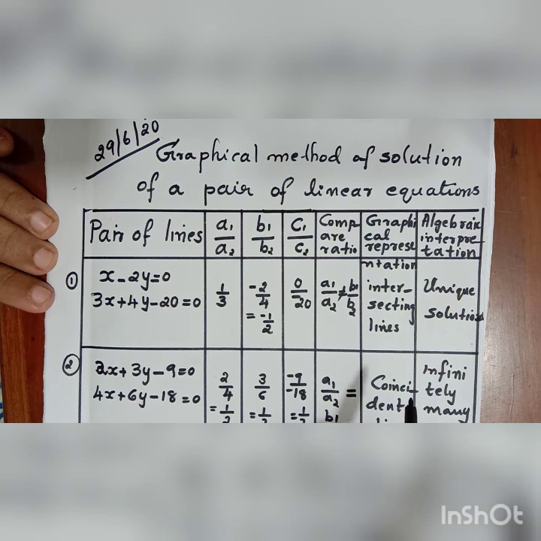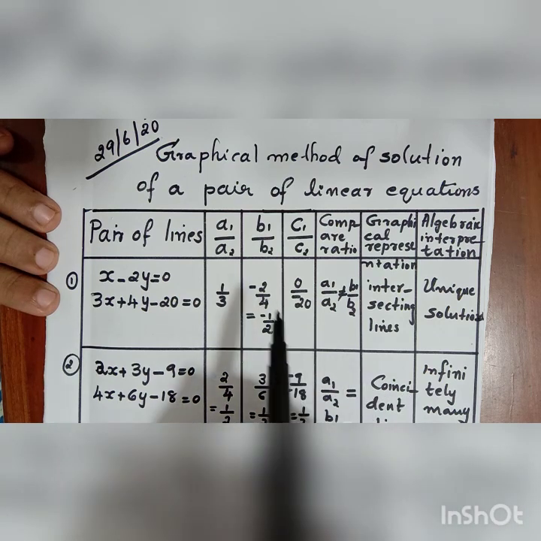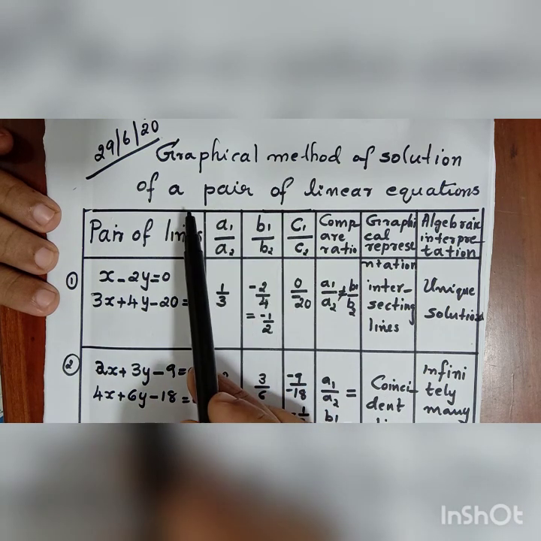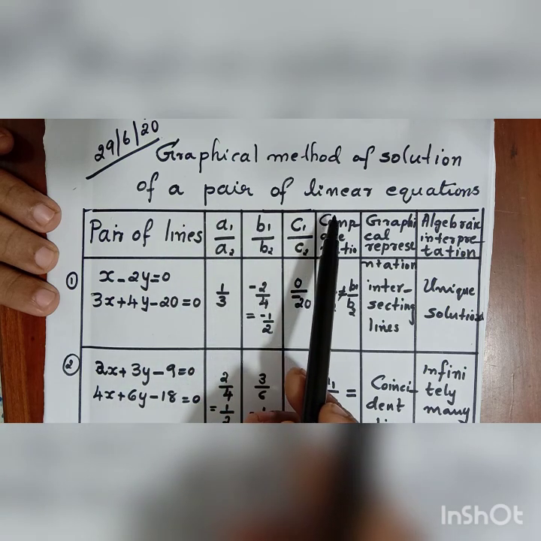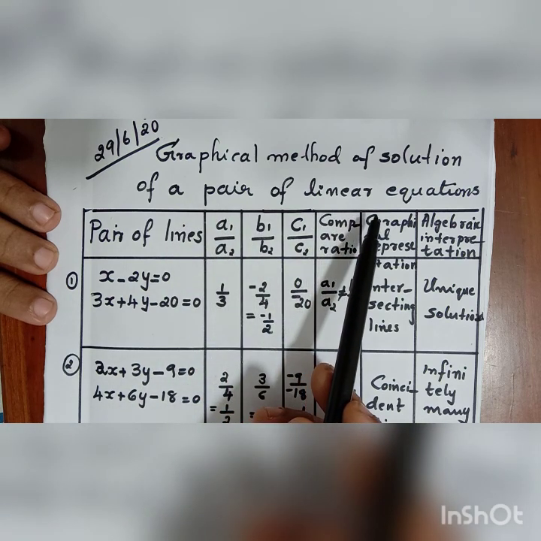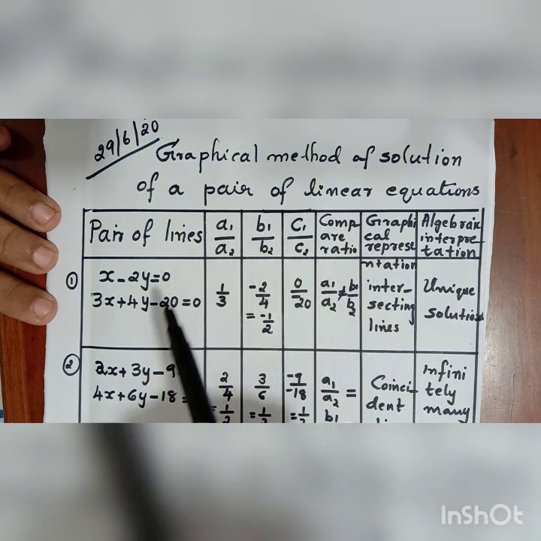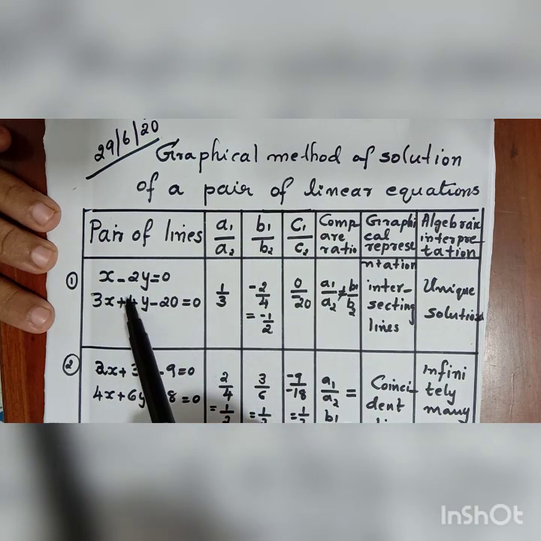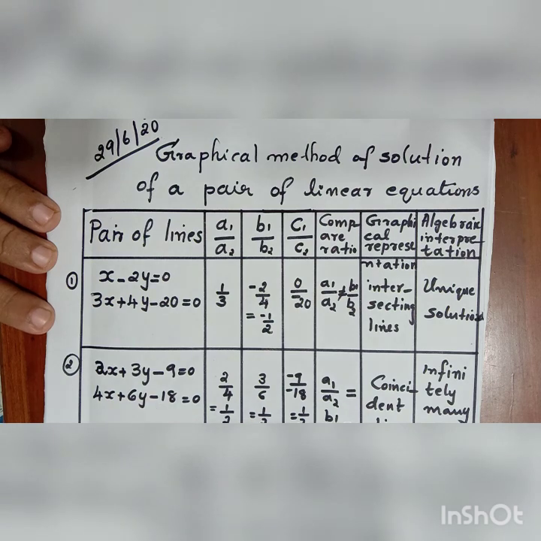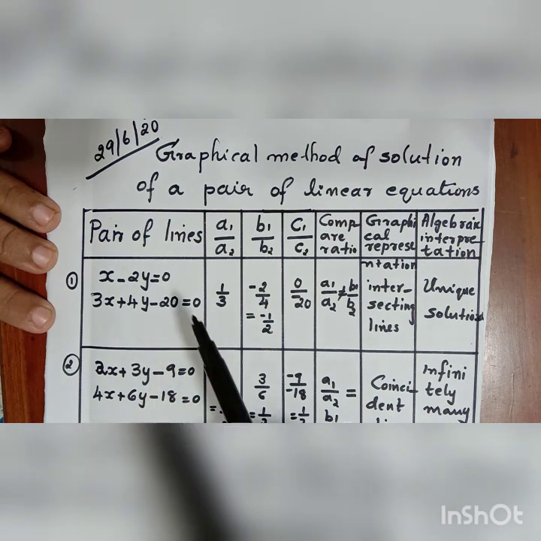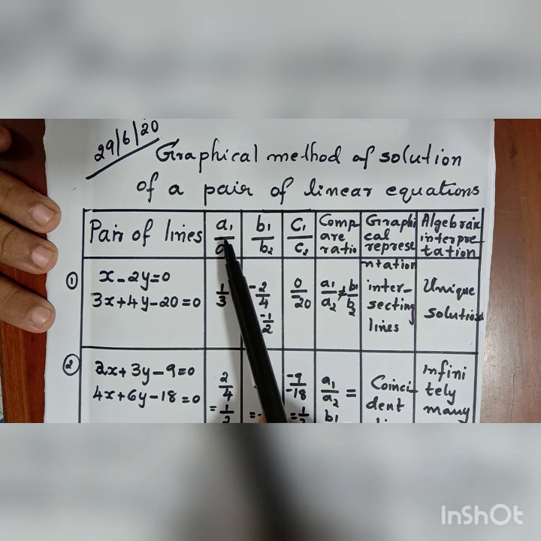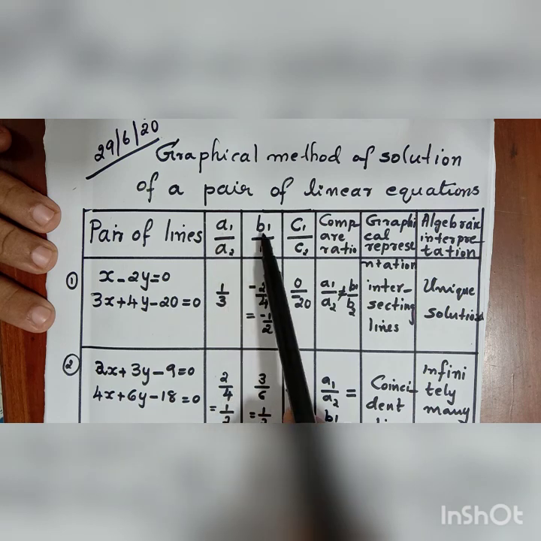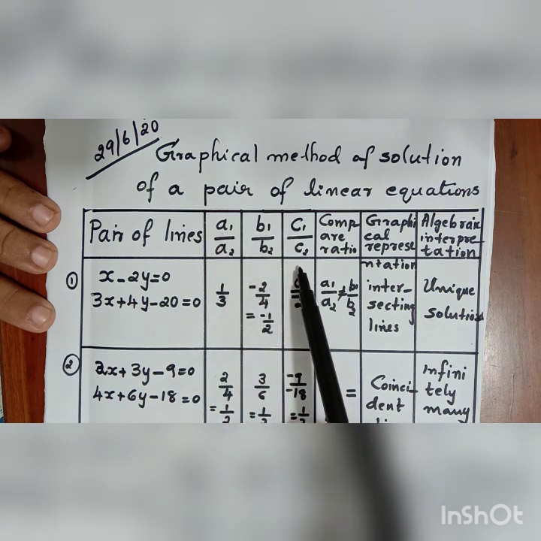Today we are with a different topic, graphical method of solution of a pair of linear equations. It is under the same lesson. Here you can see, children, the table. We have three different sets of pairs of lines. We are going to compare the ratios A1 by A2, B1 by B2, C1 by C2.